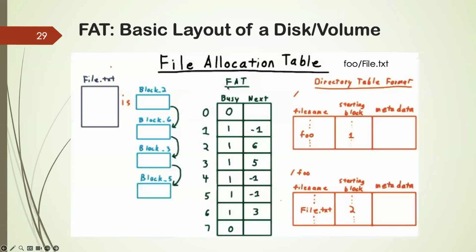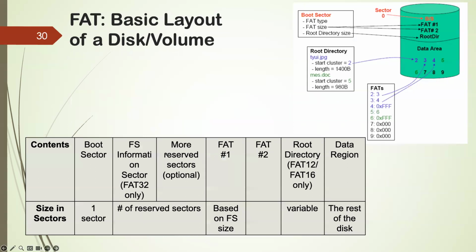So two important things: the FAT, which is the actual file allocation table, a table which has all the clusters. It also gives you the information whether they are busy or not, and the next clusters, and the directory table. This is the basic layout. If you have a FAT file system on your hard drive, what information will be stored in which clusters, or sorry, in which sectors.